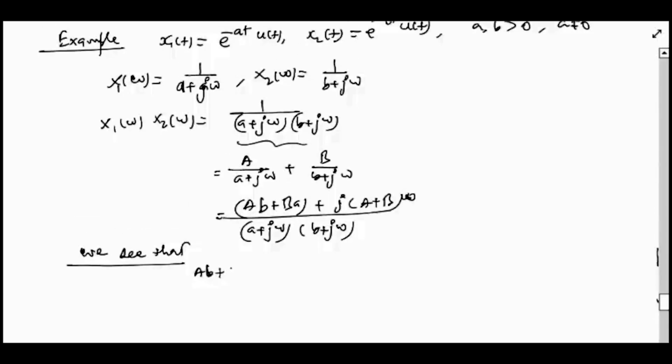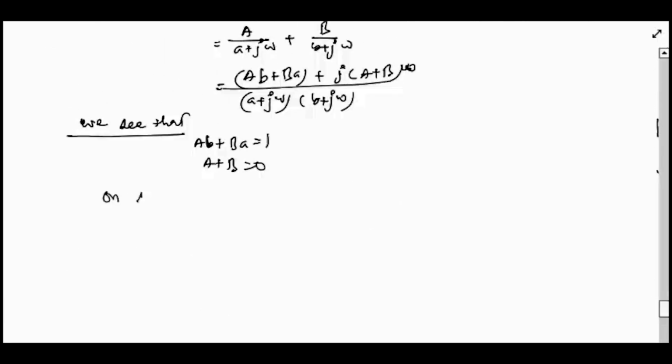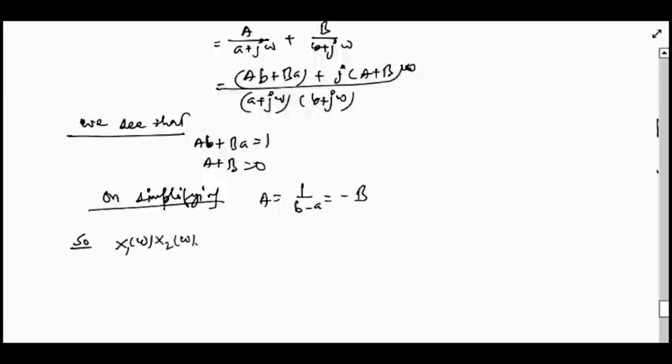then we see that A b plus B a is 1, whereas A plus B is equal to 0. On simplifying, this gives A to be equal to 1 over b minus a, and B is the same as minus A. So we see that X1(omega) X2(omega) is equal to 1 over b minus a times 1 over a plus j omega, minus 1 over b minus a times 1 over b plus j omega.